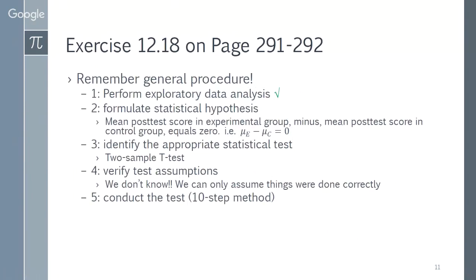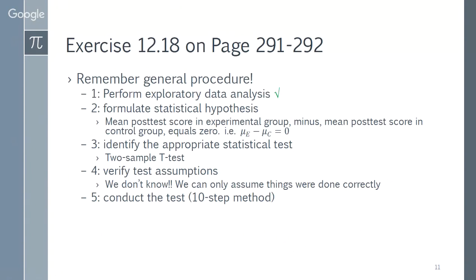So before we forget, we have to do the general procedure. The general procedure, as outlined earlier, is the first step is always to perform some exploratory data analysis. And we just did that. So good job, us. Next is to formulate a statistical hypothesis. So what might that be?